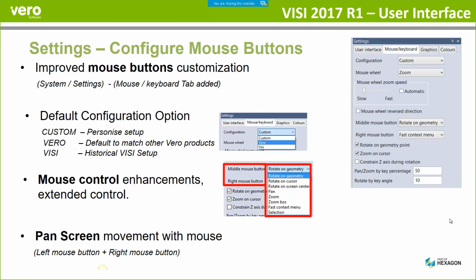And also the pan screen. You've always been able to pan the geometry using just the mouse alone, but you've always had to take your fingers off certain buttons and press the middle mouse button and the left mouse button, and it's been a bit awkward. So we've changed it now, so just pressing the left mouse button and the right mouse button together, you can pan the geometry around the screen. So it's a bit more comfortable to move geometry in that manner.